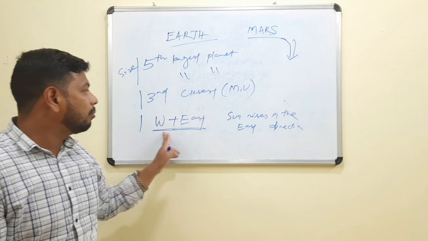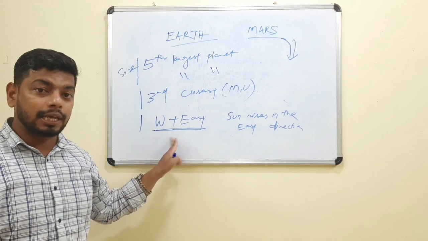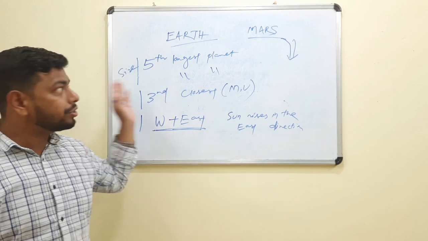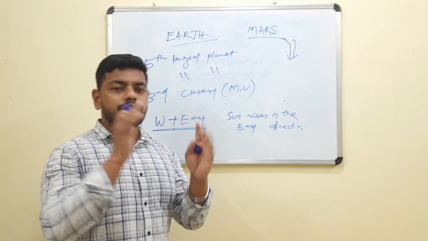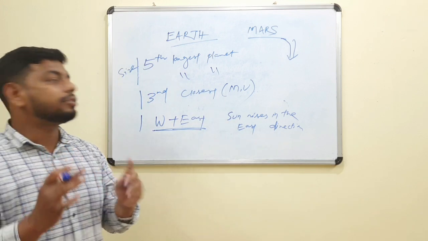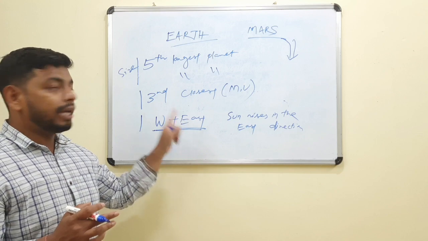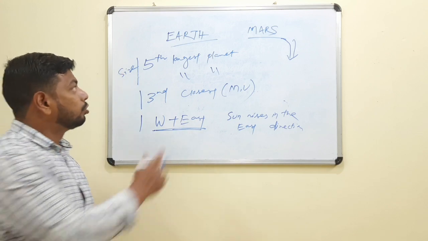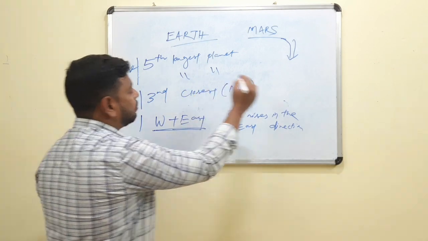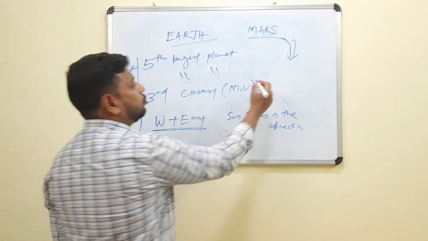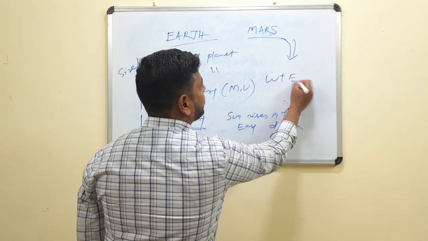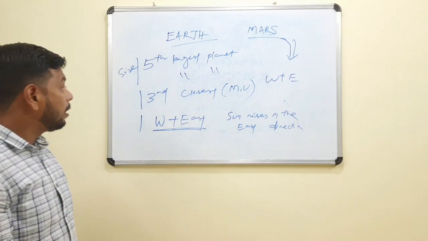Earth rotates from west to east, and I already told that almost most of the planets, 6 planets, move from west to east except Venus and Uranus. So both the Earth and Mars rotate from west to east. Fine. Next one.